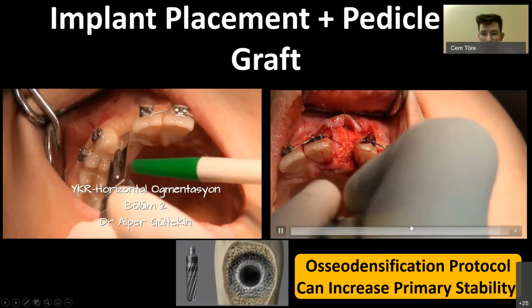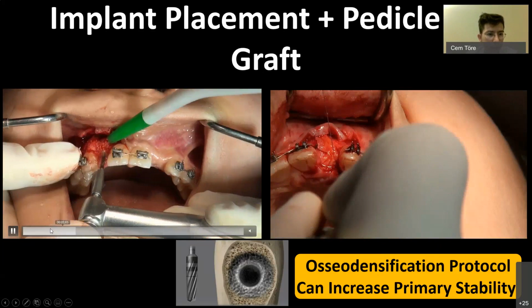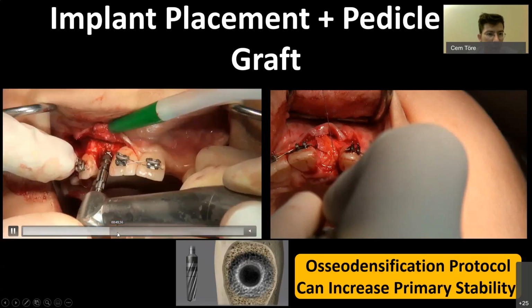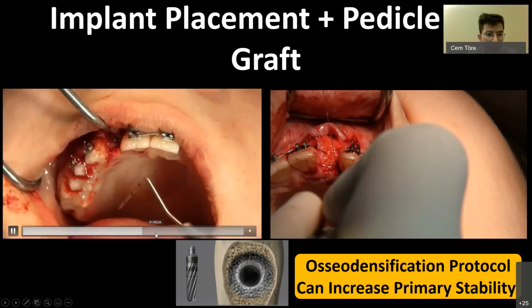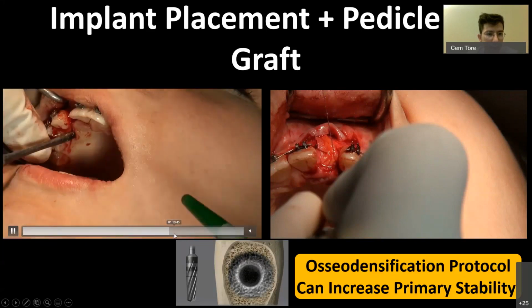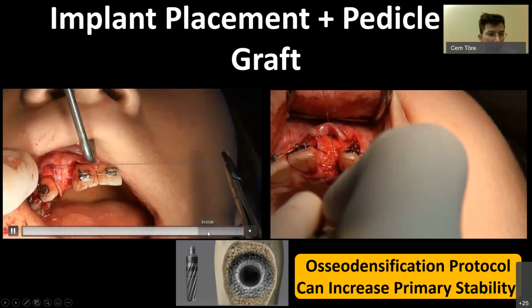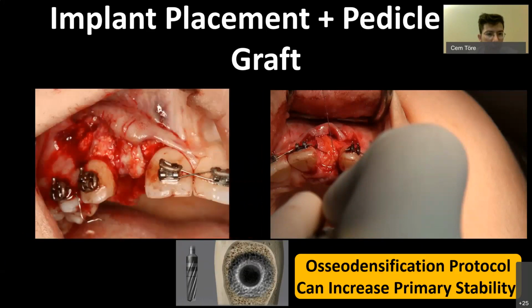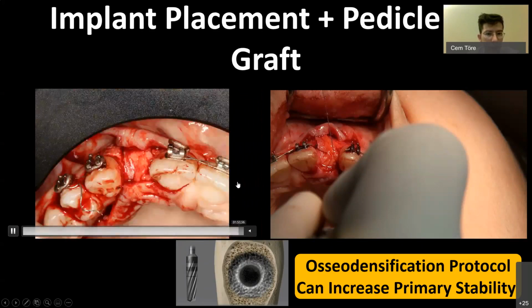It's the same story here, basically fast forwarding: incision, elevation, osteotomy, checking the angle, placing the implants. We have the buccal bone, but we want more thickness. Going to the palate, incision, elevation of the palate, cutting the pedicle graft, suturing it to the buccal side, making sure we have enough flap. As I recall, we did not need a releasing incision in this area, and then closing the area.